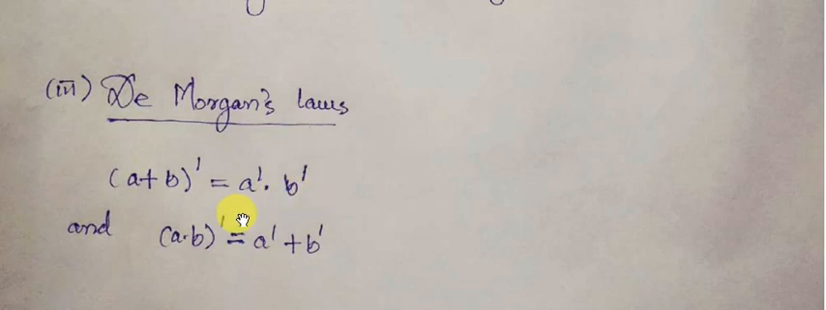And the second proposition is the dual of the first one. Why? Because in place of the addition binary operation we have placed multiplication, and in place of the multiplication binary operation we have written addition. So this is the dual of the first proposition. We can prove this proposition similarly using the same postulates of Boolean algebra. These two propositions are called De Morgan's laws. Okay, thank you.